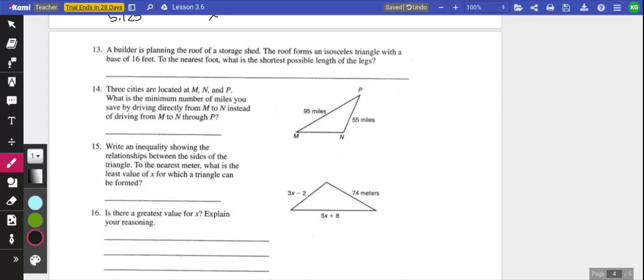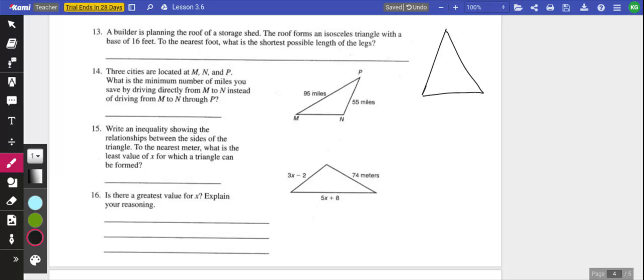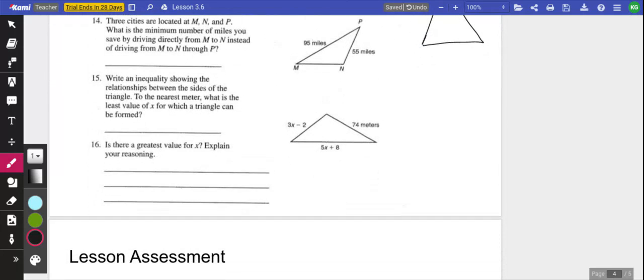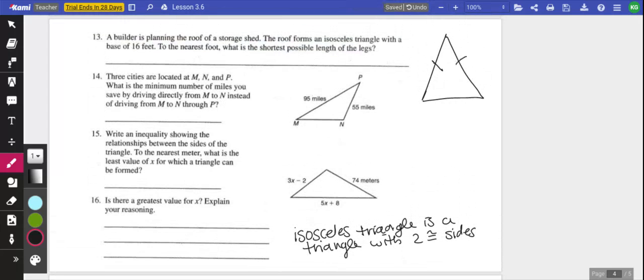A builder is planning to roof the storage shed. The roof forms an isosceles triangle with a base of 16. So it's telling us this isosceles triangle, I don't know if we have a definition, so we'll add one in. An isosceles triangle is a triangle with two congruent sides. So it says that the base is 16, and so those two, since they're congruent, must be x.